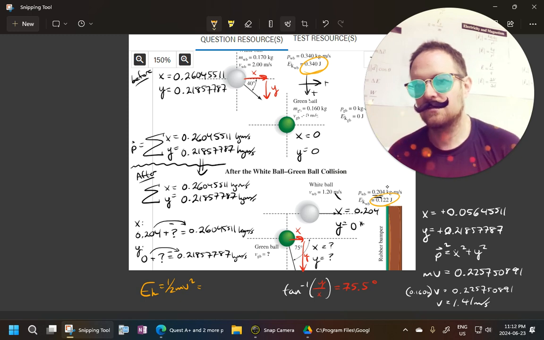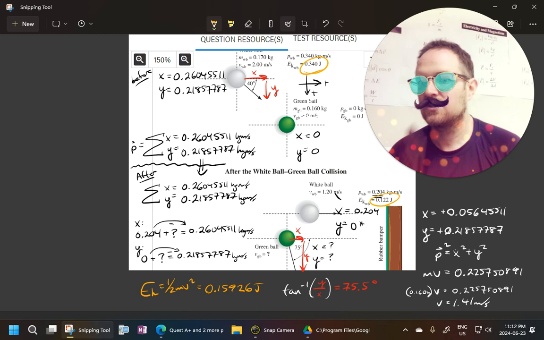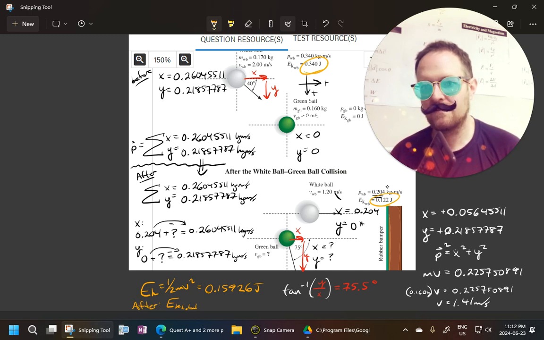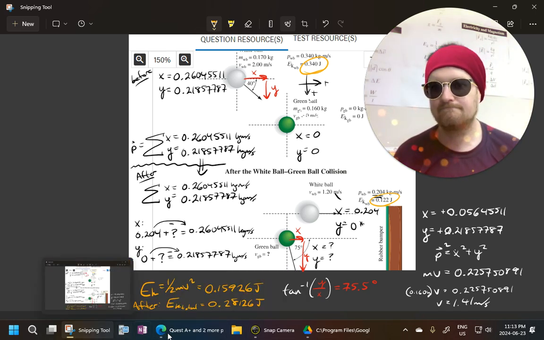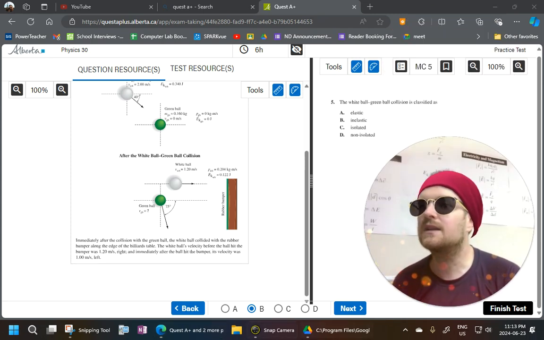Divided by 2. So here, after I do my EK for the final ball, the green ball, this is what I get. If I add that on to the 0.122, I get 0.28. So my EK total after is only 0.28126 joules, which is a considerably different number than what it was before. So this is definitely an inelastic reaction.